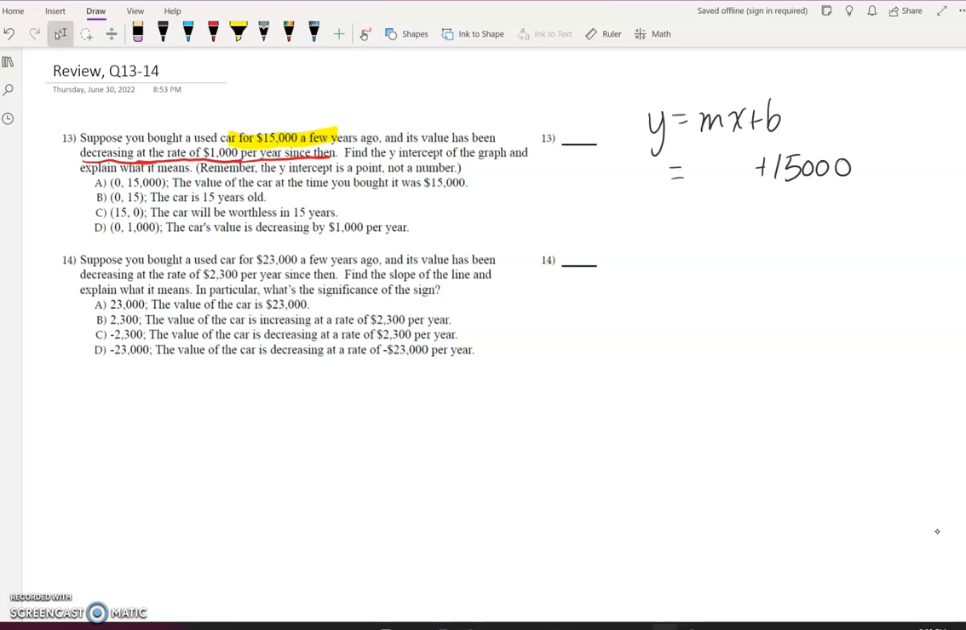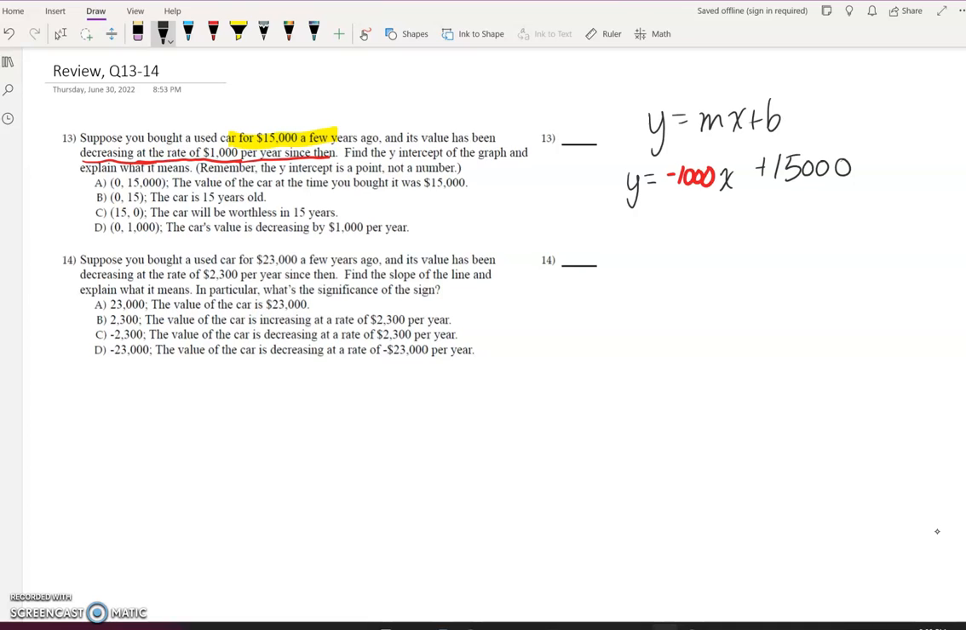Now, what has the car been doing? It's been decreasing in value. How much has it been decreasing in value? It's been decreasing by $1,000 a year. So in my equation, that's $1,000 a year. And there I have it. So there's my equation. y is equal to negative 1,000x plus 15,000.